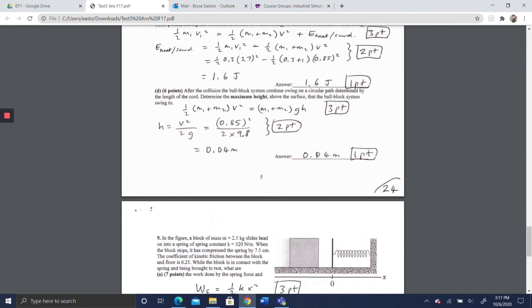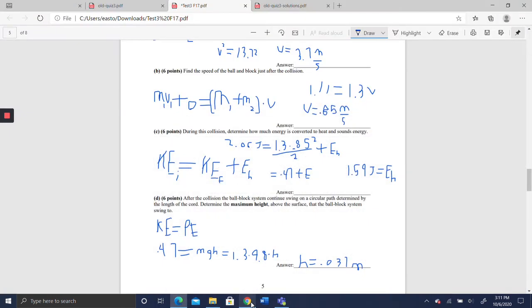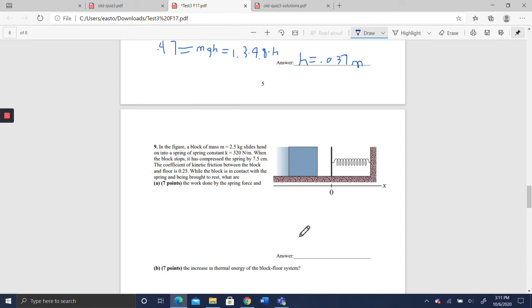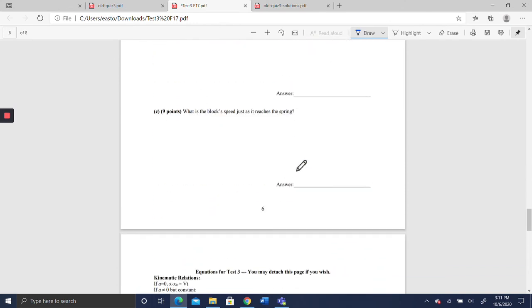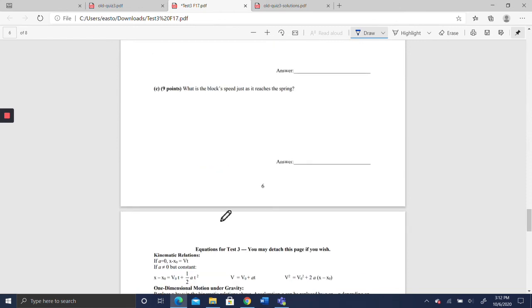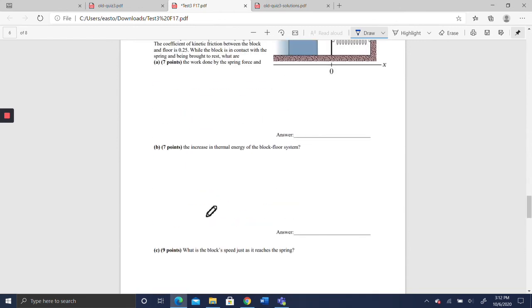Yep, they rounded slightly differently, but that is the correct answer. Now for this next problem, they put the equation at the bottom. Always make sure you have that next to you.